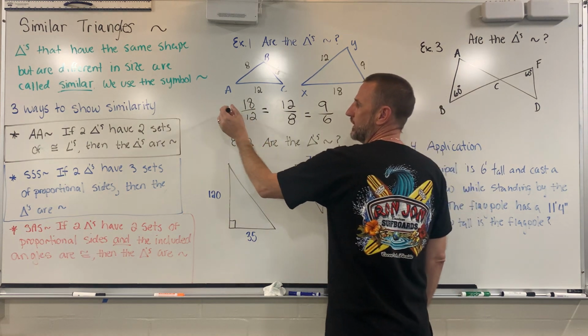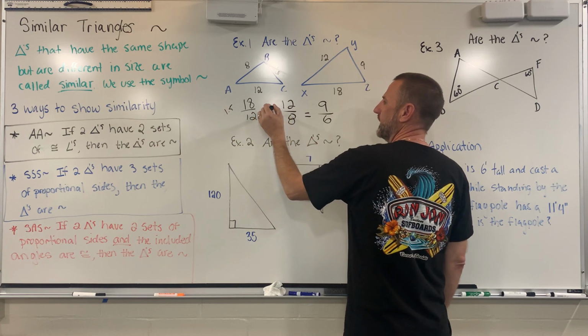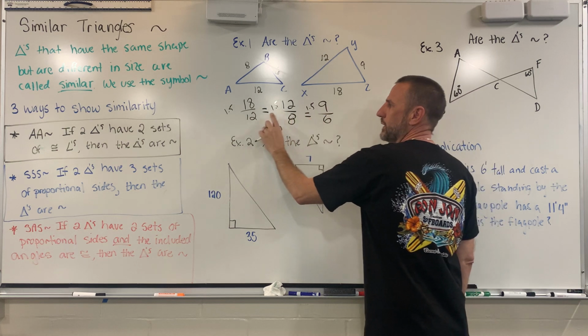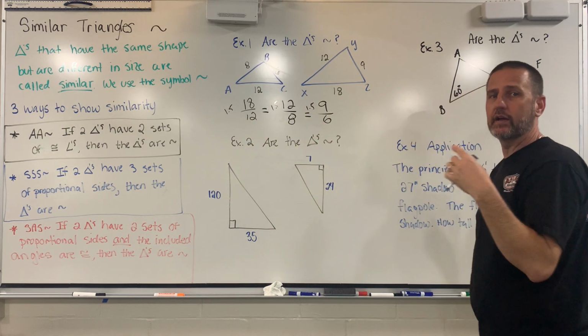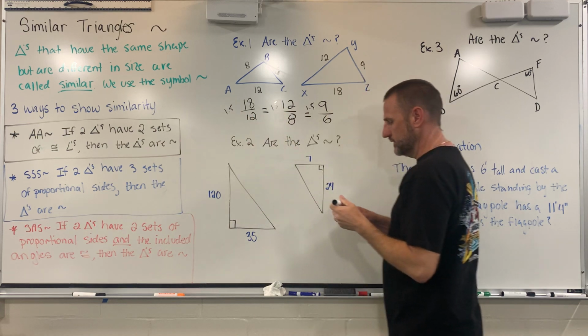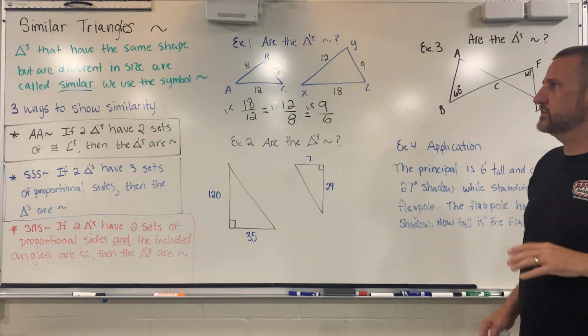I could get a calculator and say 18 divided by 12 is 1.5, 12 divided by 8 is 1.5, and 9 divided by 6 is 1.5. It's not so much the number, it's the fact that I know that they are proportional and that I get the same number all 3 times. So without a doubt, when I look at these, the two items are similar.